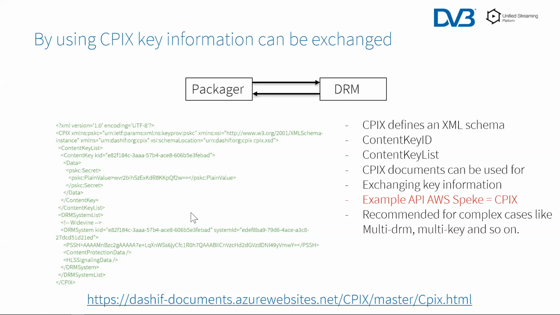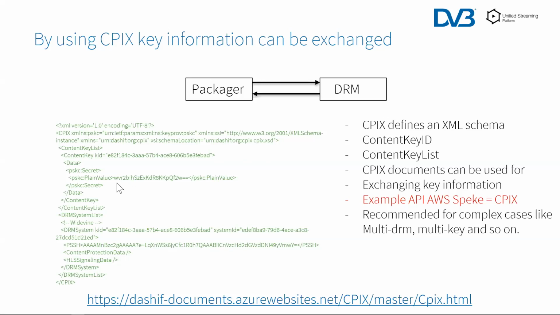But I can report to you that they came back to the DASH Industry Forum and they both updated Speke to be fully compliant with CPIX, and also some small minor updates to CPIX were done to be fully conformant with Speke. But Speke is also an API and not only an XML format. So if you want, you can use AWS Speke, but you can also just use your own exchange for CPIX documents.